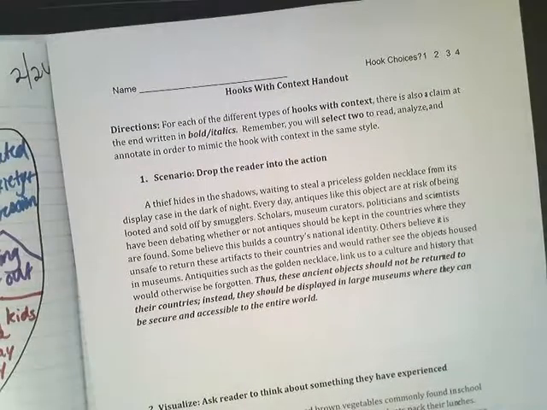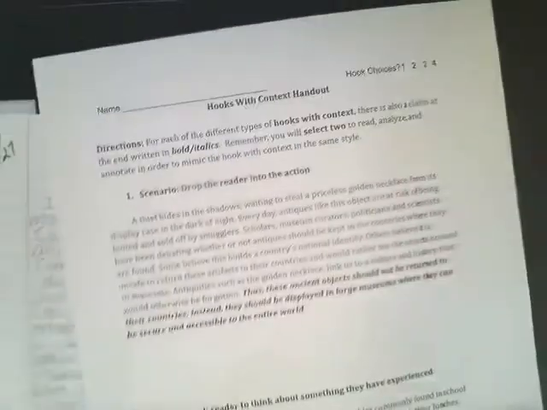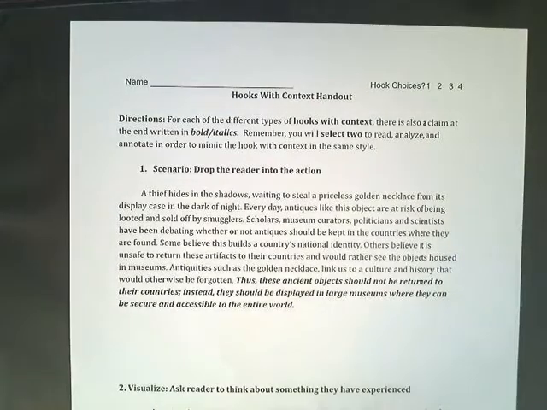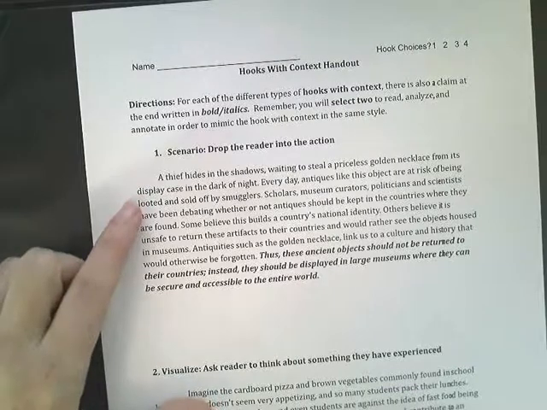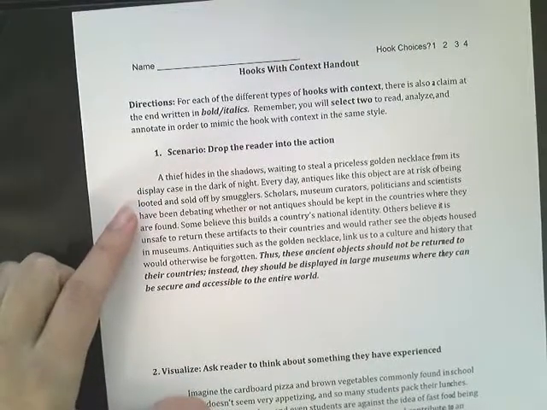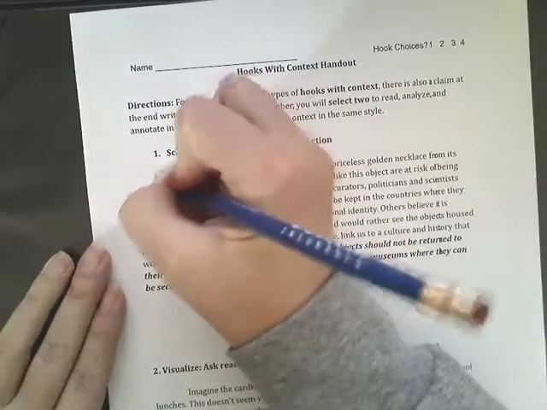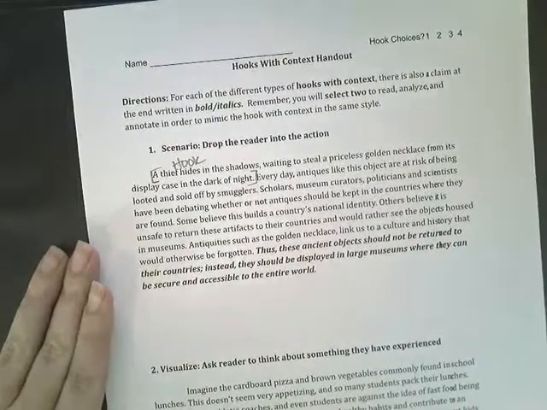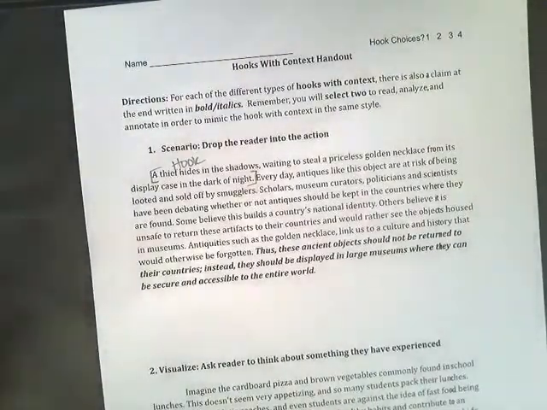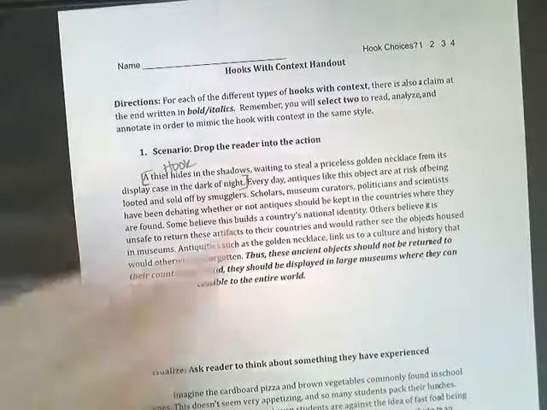So I want to start with the first one. We actually did this together in class once, but I do want to make sure that you guys know some of those different parts that you will write when you are writing a hook. So this one's dropping the reader into the action. So we've got a thief hides in the shadows waiting to steal a priceless golden necklace from its display case in the dark of night. This one sentence is actually the hook. It's dropping us into the scenario. We're into the action. We can visualize that thief hiding in the shadows, and we know, okay, that they're trying to draw us in. And then it goes straight into context.